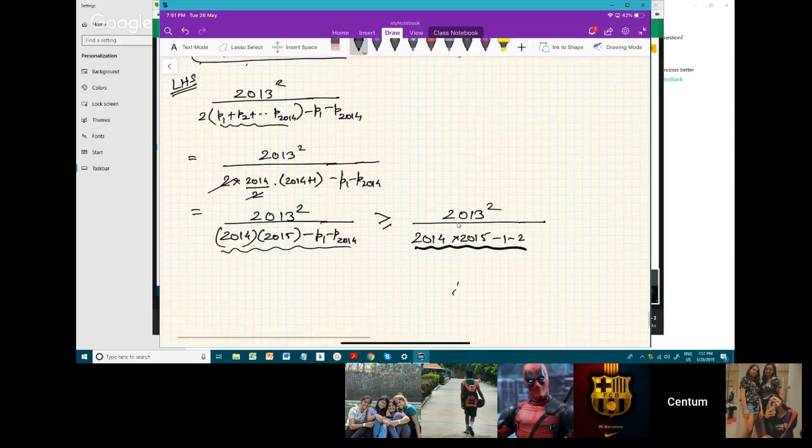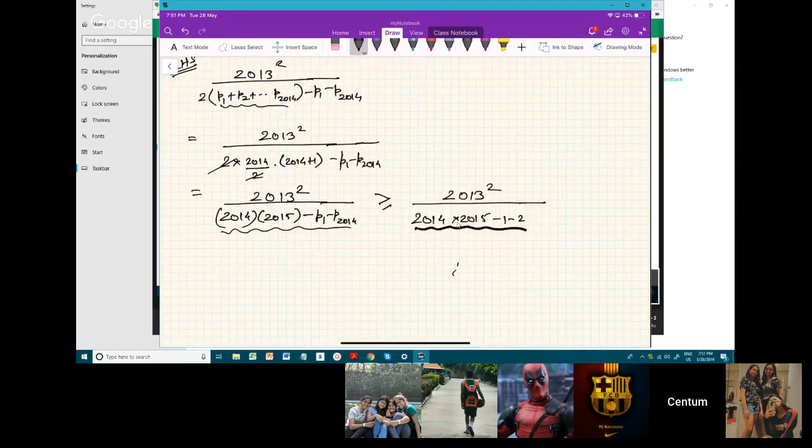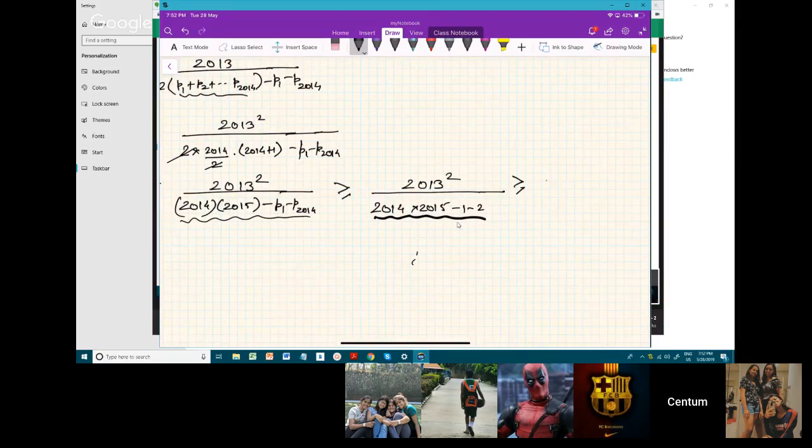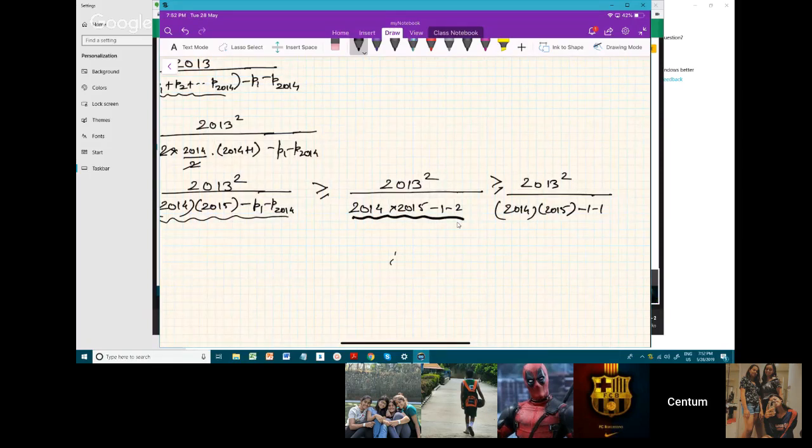Right? Yes, sir. So what can I now say? So this must be greater than or equal to, now again I can simplify this. What I could have done is, I can remove one more. So this must be greater than or equal to 2013 square over 2014 times 2015 minus 1 minus 1. So I'm reducing the denominator further, isn't it?